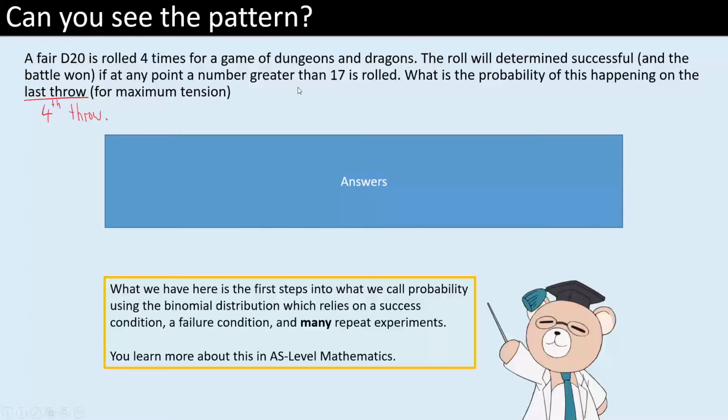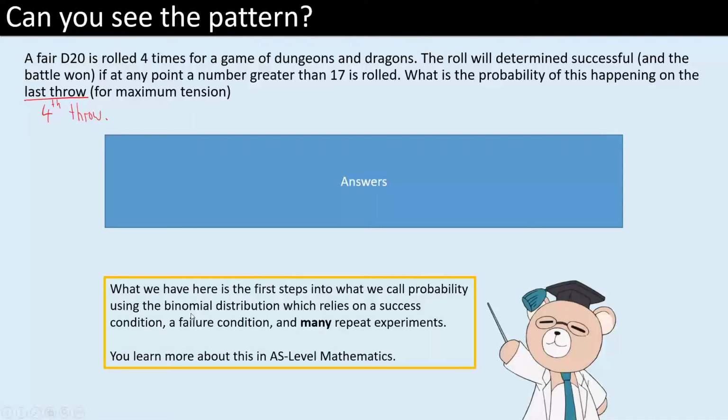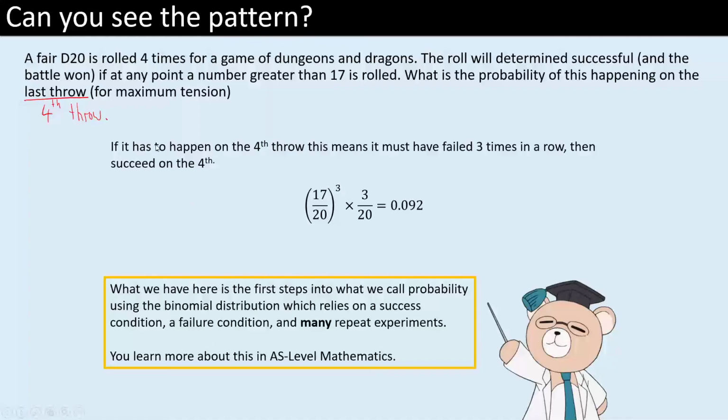We want to fail 3 times. Failure is 17 out of 20, the numbers that are less than or equal to 17. A success is 3 out of 20, the numbers that are greater than 17. So if it was happening on the 4th throw, we must have failed 3 times in a row, and then succeeded on the 4th. So that's going to be 17 out of 20 to the power of 3. That is just a shorthand of saying 17 out of 20 times 17 out of 20 times 17 out of 20 times 3 out of 20.